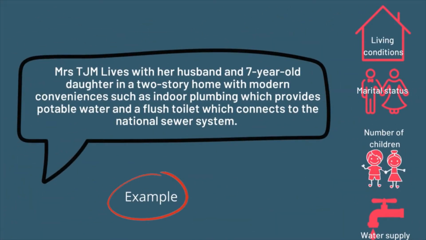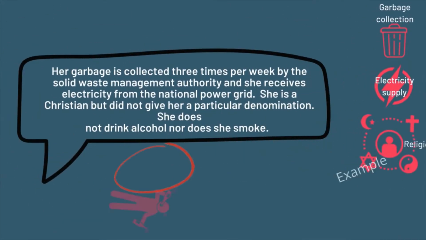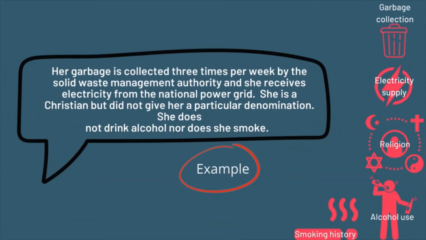Mrs. TJM lives with her husband and 7-year-old daughter in a 2-story home with modern conveniences such as indoor plumbing, which provides potable water, and a flush toilet which connects to the national sewer system. The household garbage is collected 3 times per week by the Solid Waste Management Authority, and she receives electricity from the National Power Grid. She is a Christian, but she did not give a specific denomination. She does not drink alcohol, nor does she smoke.